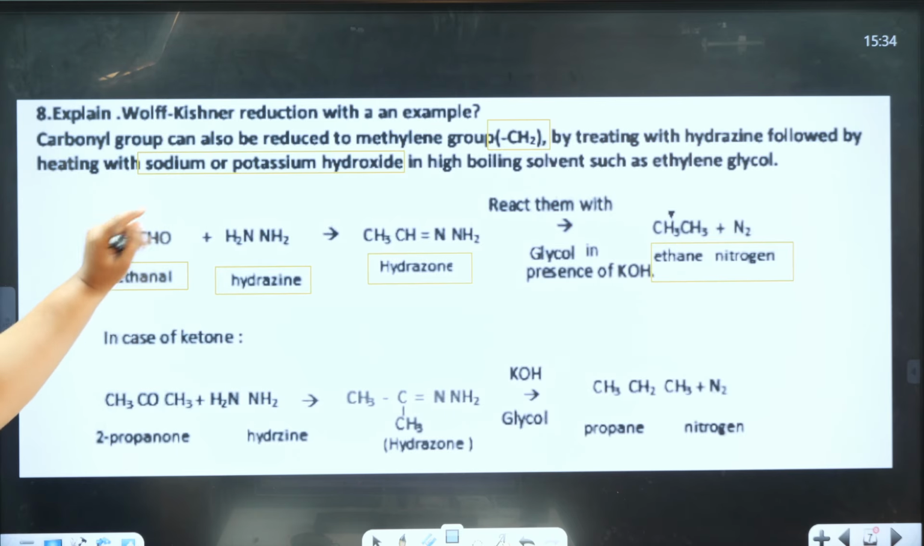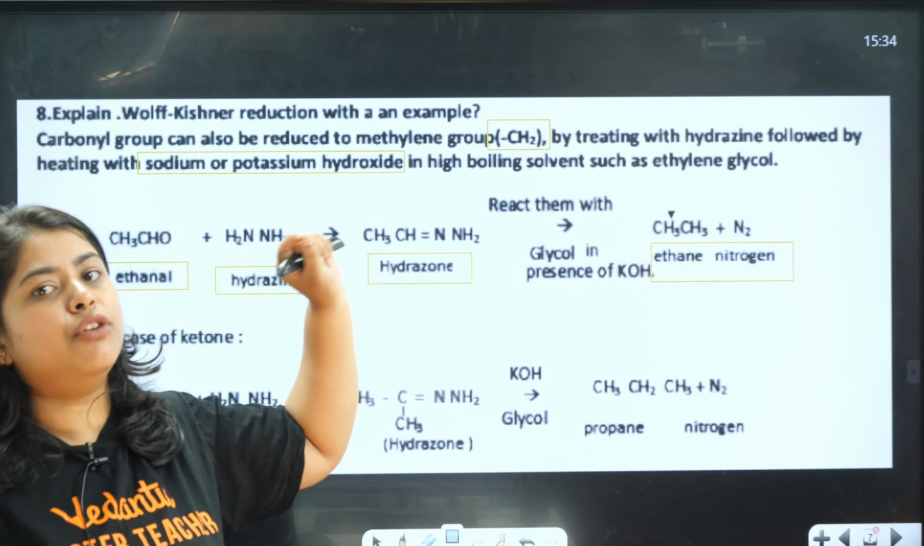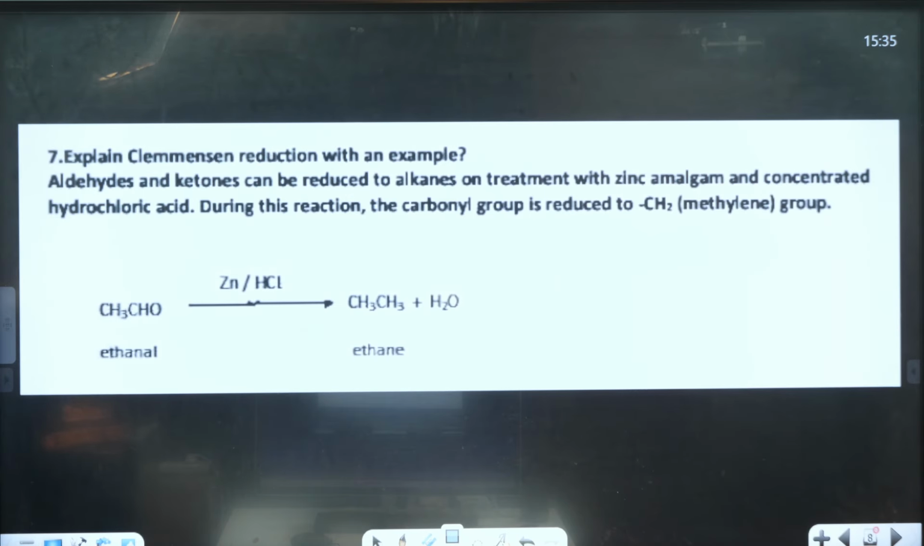Glycosol, in the presence of KOH. Clear? Next question, explain the Clemmensen reduction with an example.